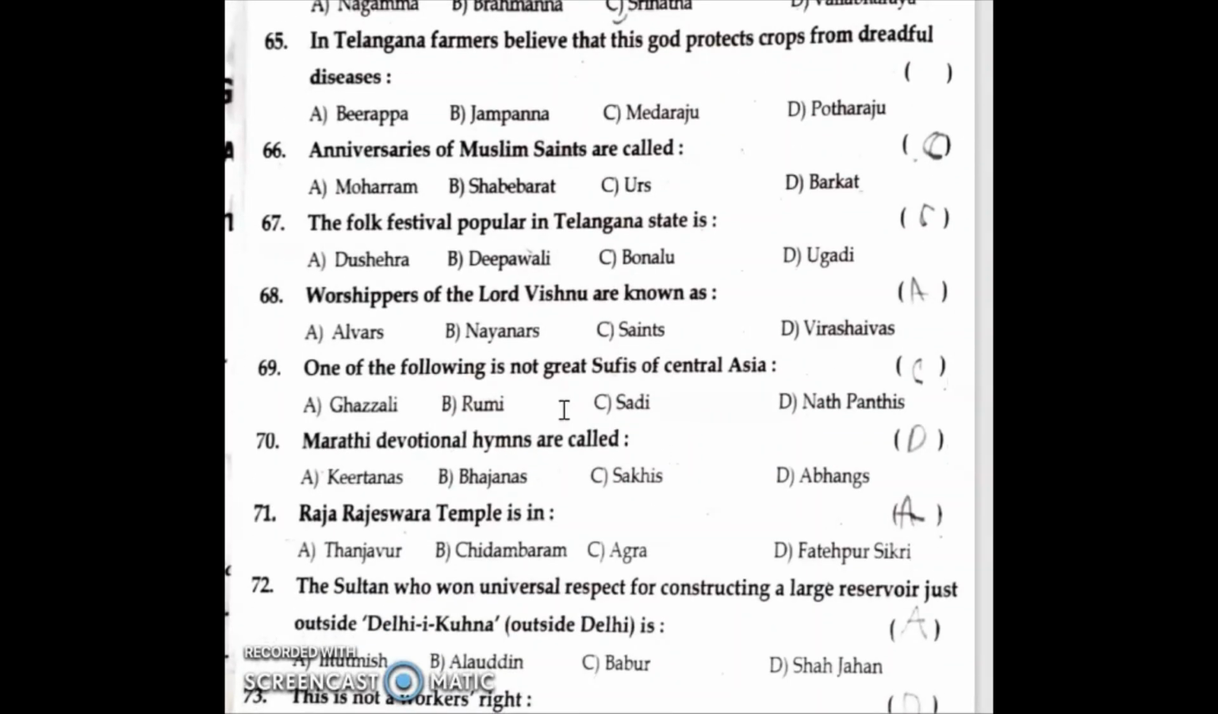One of the following is not the great Sufis of India. D. Nathpanthis. 70th. Marathi devotional hymns are called Abhangs. D is the correct answer. 71. Raja Rajeshwar temple is in Tanjavur. Here A is the correct option.